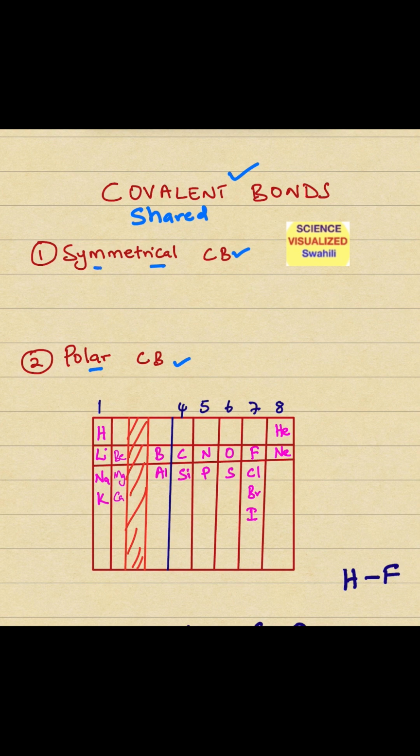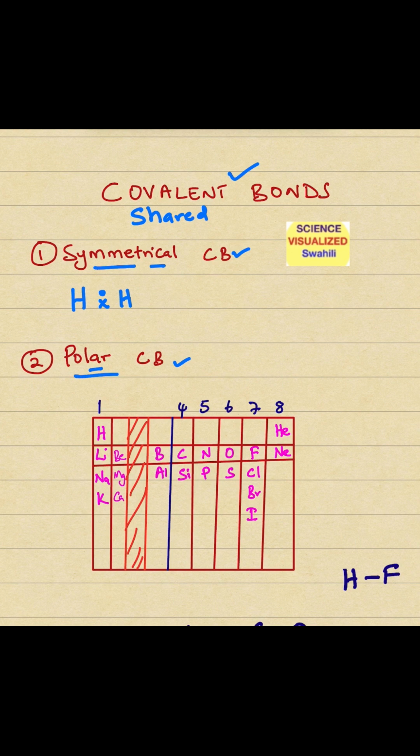In symmetrical covalent bond, the electrons are equally or uniformly shared, and this is formed when you have two elements or atoms with equal or very close electronegativity. So for example, hydrogen and hydrogen, if you write a Lewis structure for that, you'll see that the electrons are equally shared. They're exactly in between the two hydrogens.